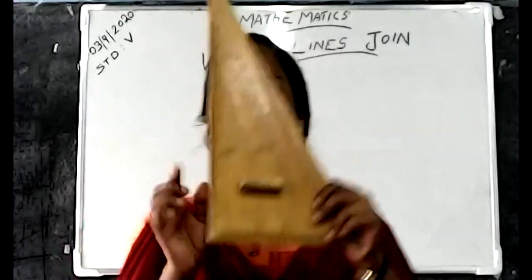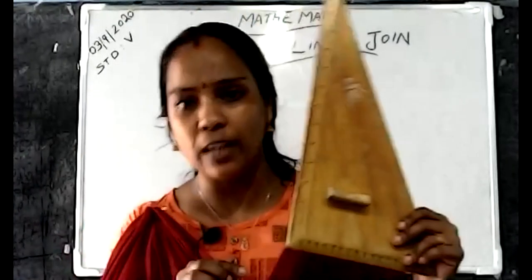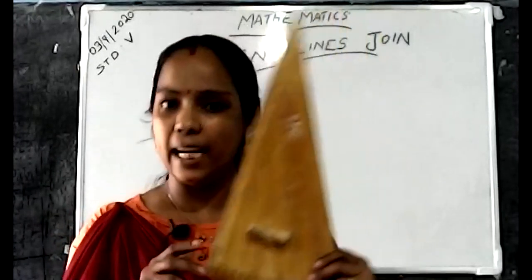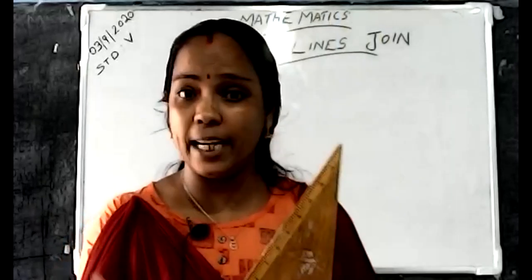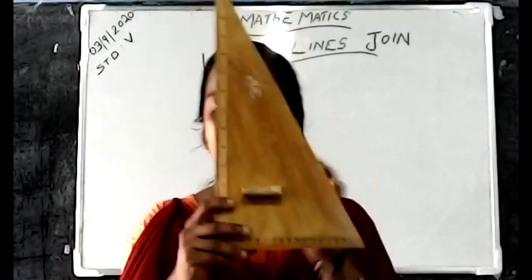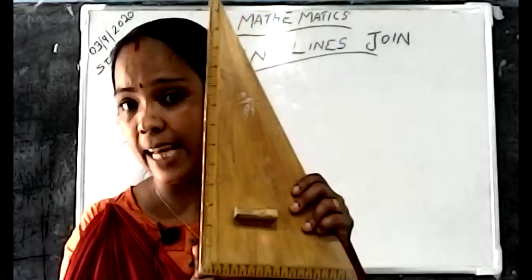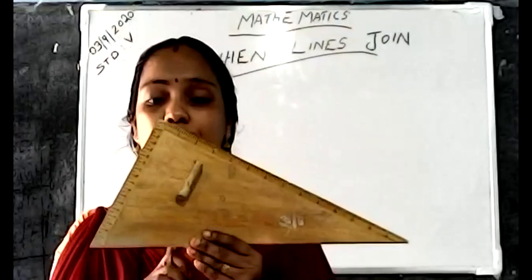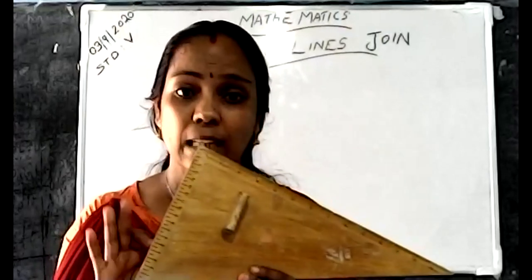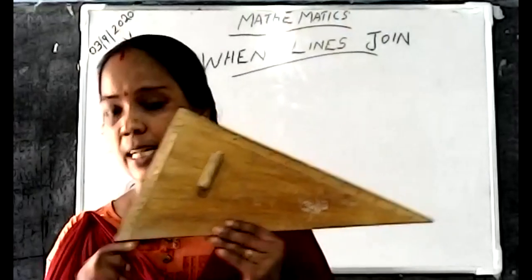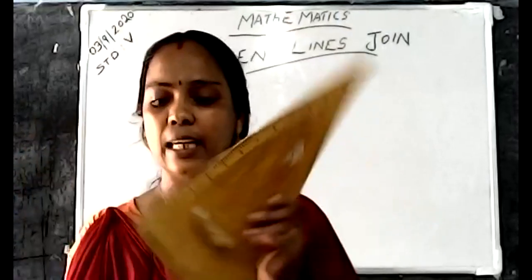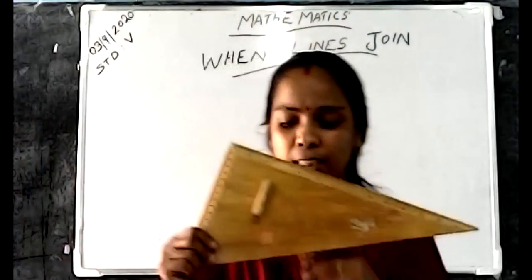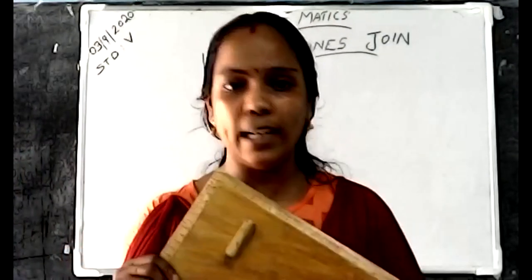All set squares have one right angle. You know right angle. What do you mean by right angle? A 90-degree angle is called a right angle. You also studied that in 4th class. This is called a right angle. How many angles does this set square have? Three angles. This one 60 degree, this one 30 degree, this one 90 degree. What is the total of those angles? Total is equal to 180 degree.